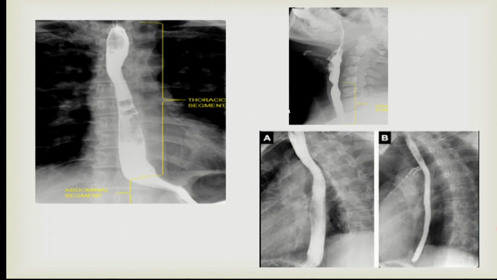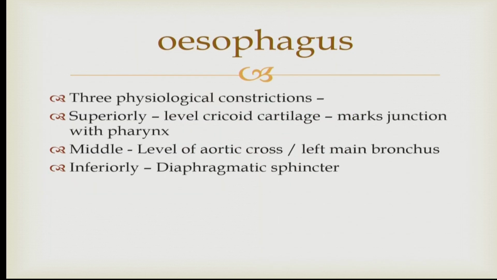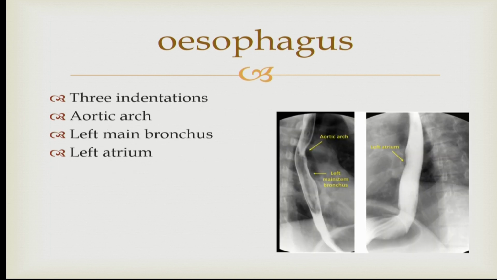Then we continue further with visualization of the entire length of the esophagus, and we need a right anterior oblique projection for the visualization of the OG junction. We should know the three physiological constrictions so that we do not confuse them with pathology. They lie superiorly at the level of the cricoid cartilage, in the middle at the level of the aortic crossing, where the aorta and the left main bronchus cross the esophagus, and inferiorly at the diaphragmatic sphincter. And then there are three indentations, at the aortic arch, left main bronchus and left atrium.